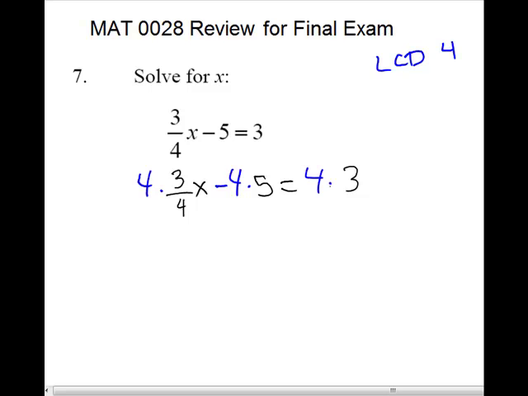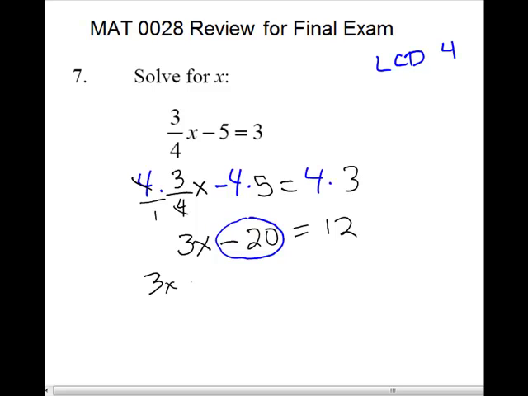Then we're going to clean up. And our 4 here will cancel. That was our plan. We wanted to cancel all the fractions out. 4 times 5 is 20. And on the other side, 4 times 3 is 12. Now you have a standard two-step equation. Work on the side with your variable and take off anything added or subtracted. So that 20 is going to come off. It's subtracted, so I'm going to add to make it cancel. Do the same to both sides.